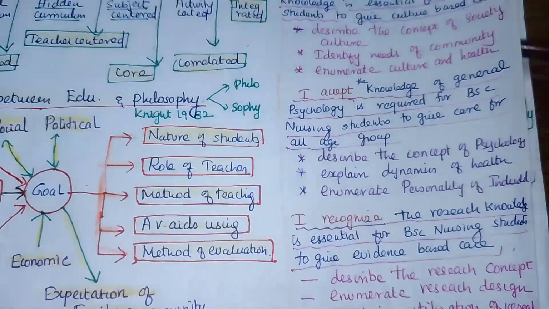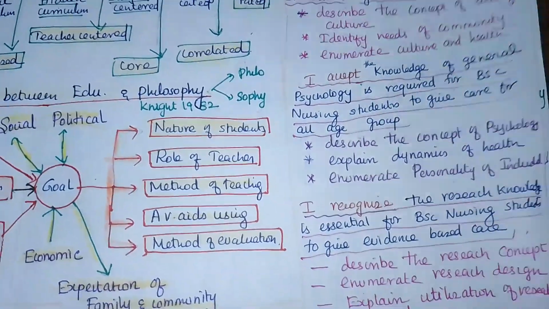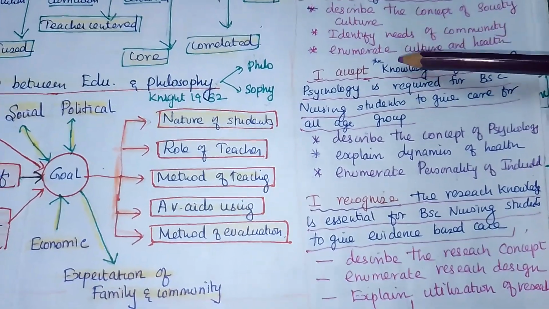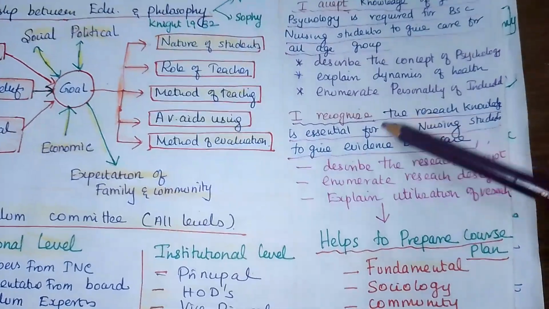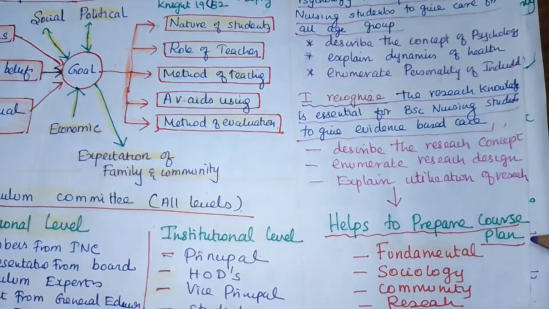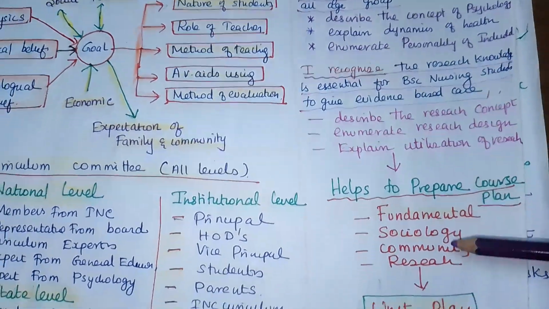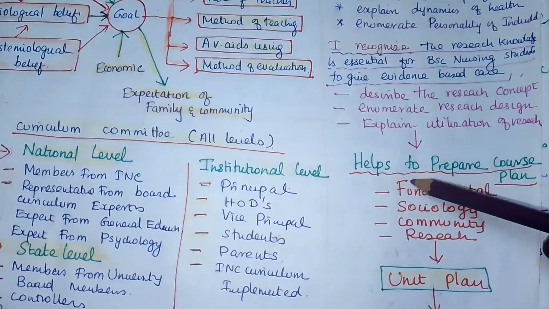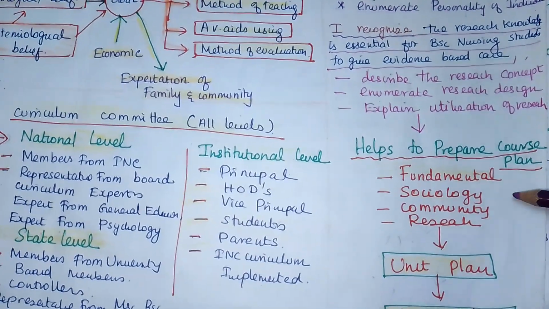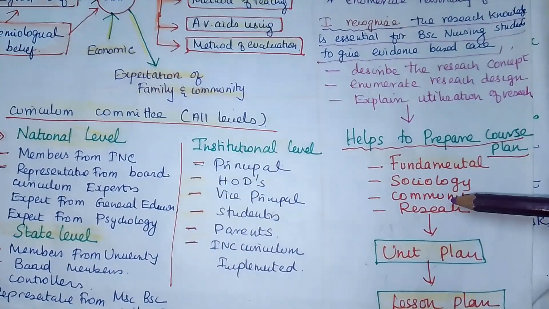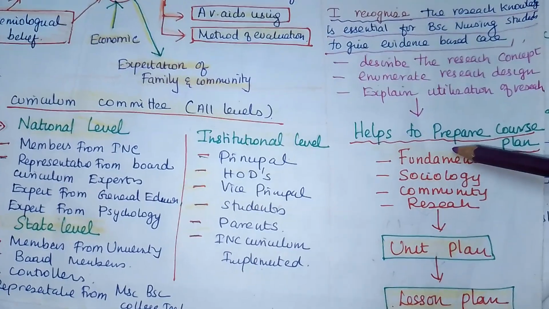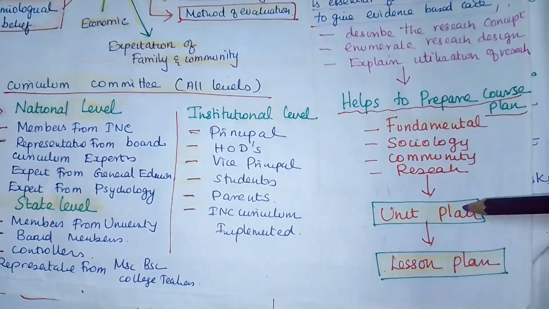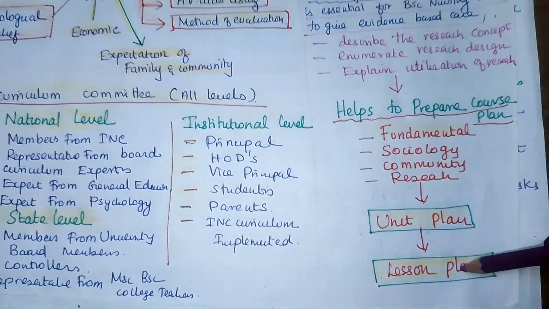This philosophical statement guides me to develop the course and the course objectives, either the overall or general objectives or specific objectives of the course. From these courses, I can prepare the course plan, either fundamentals or sociology or community or research. At the end of the course, the students will learn in depth about sociology, type, caste, religion, everything. Understand? From that, various units will be formulated for the course. So this is a course plan. It will help me derive the unit plan. From the unit plan, we can make a lesson plan. Clear? So hope you understand.